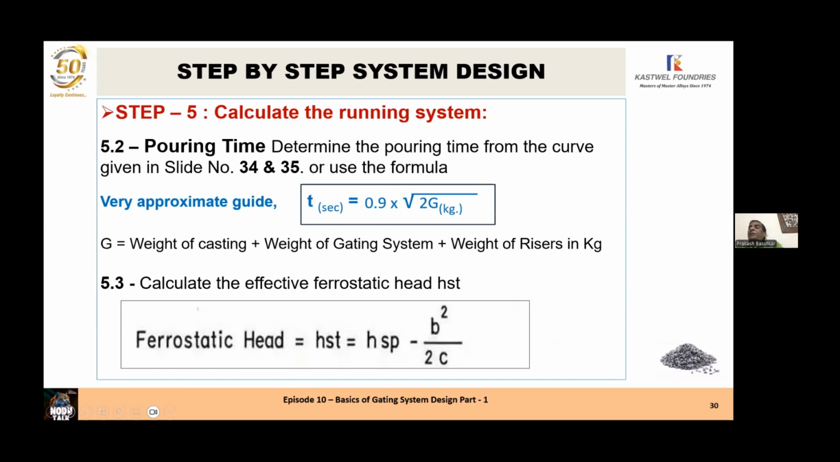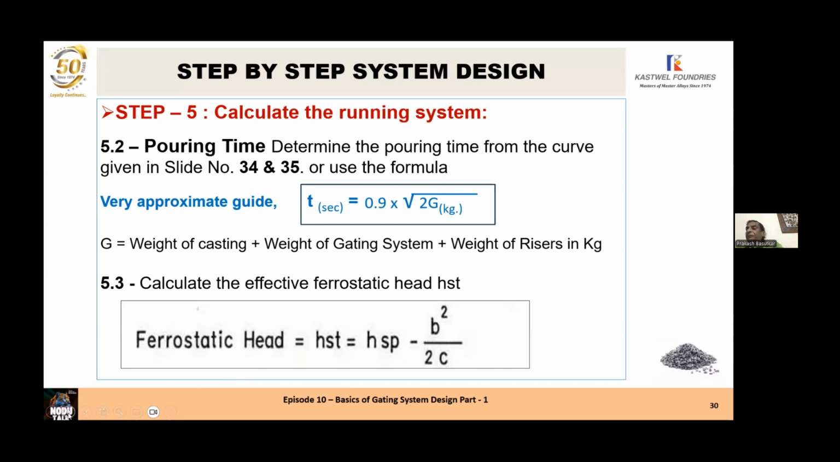If you don't have the curve readily available, you can approximate the pouring time: pouring time in seconds is equal to 0.9 times square root of 2G, where G is the weight of the casting, weight of the gating system, and weight of the risers, all in kg. So this gives us the approximate pouring time of the mold. Then calculate the effective ferrostatic head. The ferrostatic head is equal to HP minus B squared upon 2C. And we put this under a square root to get the velocity of the metal.